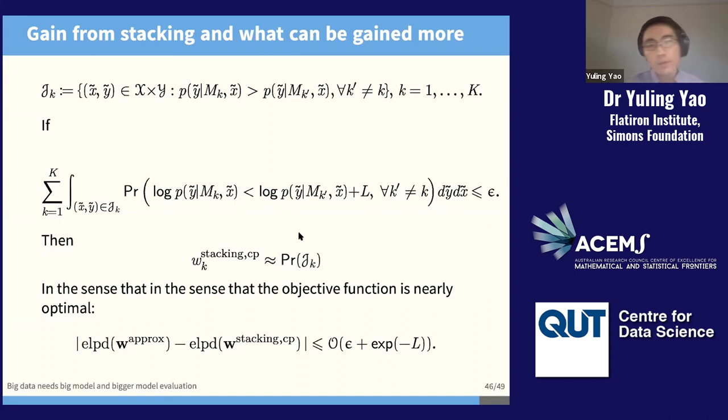Then it turns out that the complete pooling stacking weights are related to the probability of this J_K. The probability means the probability measure of this J_K with respect to the true data generating process on both X and Y, in the sense that if you use this p_J_K, it gives you quite optimal results that are comparable to the actual optimization result.